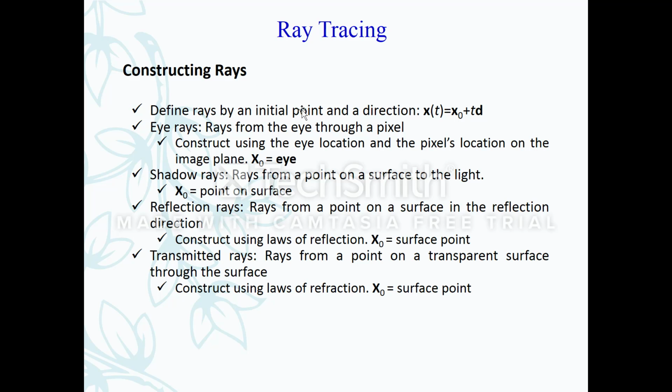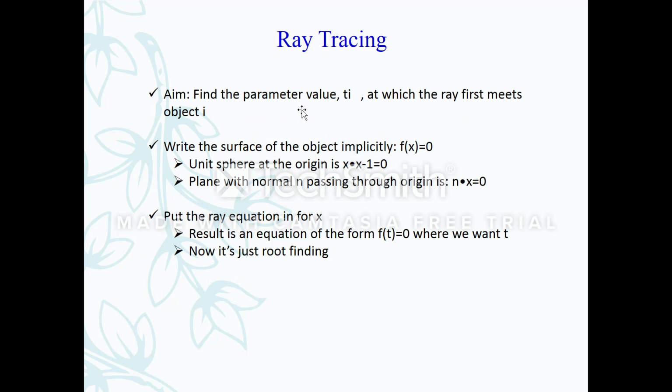Shadow rays go from a point on a surface to the light. What are reflection rays? Rays from a point on a surface in the reflection direction. Transmitted rays go from a point on a transparent surface through the surface. Aim: find the parameter value t i at which the ray first meets object i.